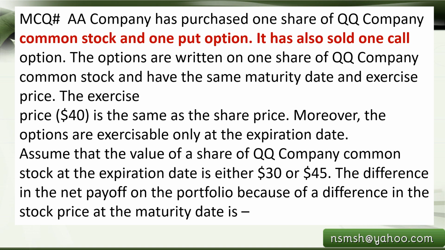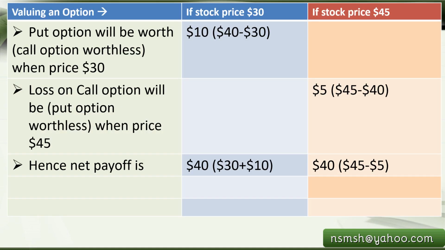Assume that the value of a share of QQ company common stock at the expiration date can be either $30 or $45. So the question is the difference in the net payoff on the portfolio because of a difference in the stock price at the maturity date. You have to calculate what if $30 is the price in the market or if it is $45, and then you can see the net payoff. You take this into a table: what if the stock price is 30 and what if the stock price is 45?